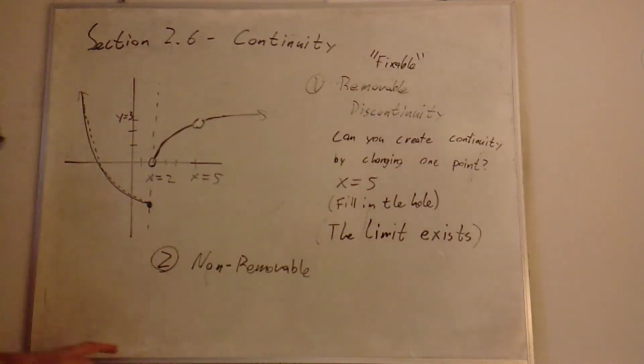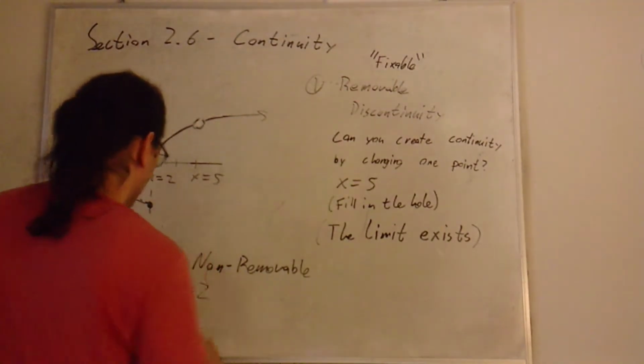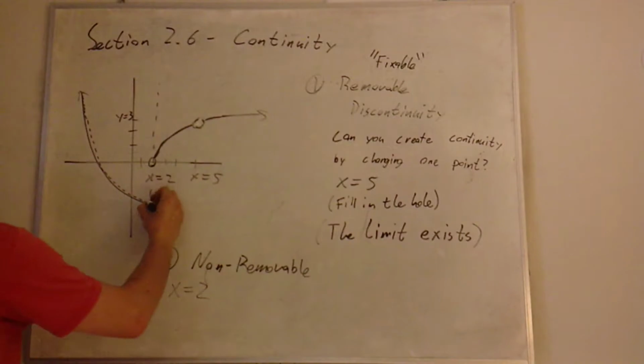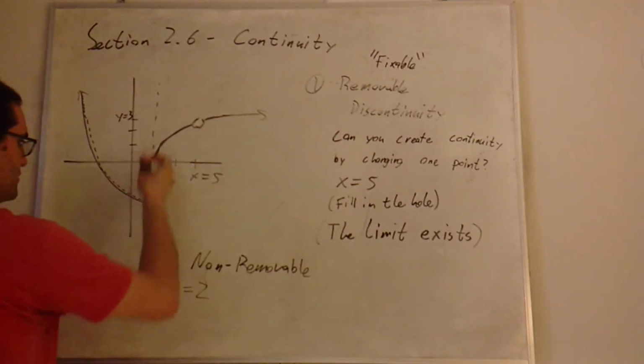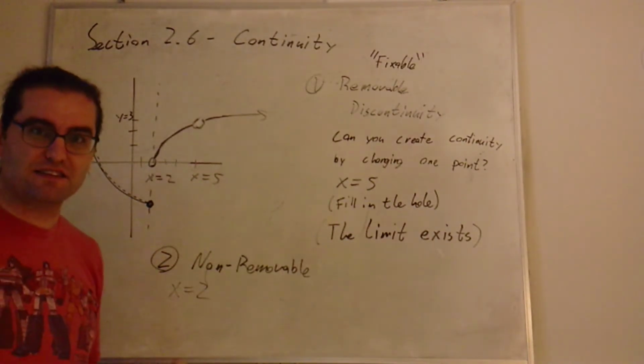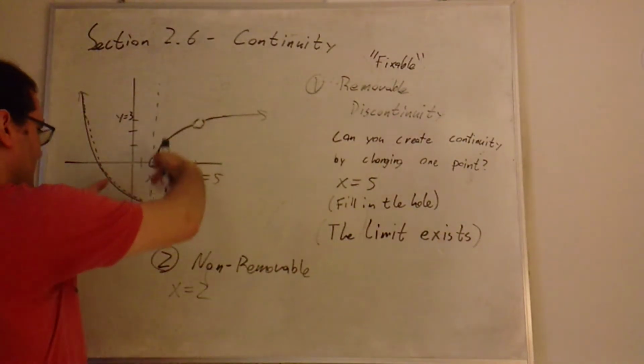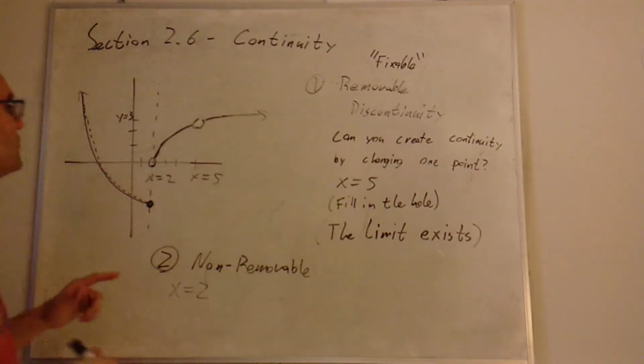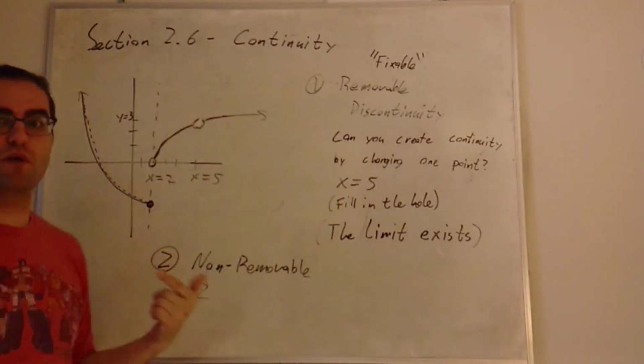And that's what's going on here at x equals 2. Here we have a function value. The function value is, I don't know, -3 or something. We have a limit from the left. We have a limit from the right. Those are different things, so we can't fix this. There's nothing we can do to make these connect. Or we can't make them connect by changing one point.